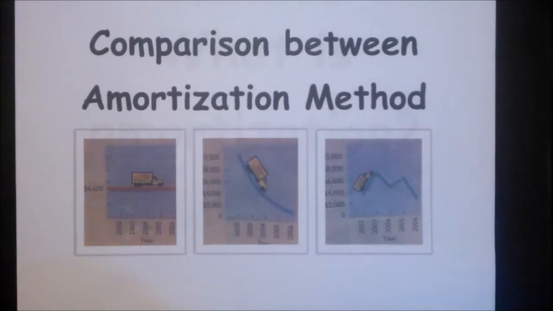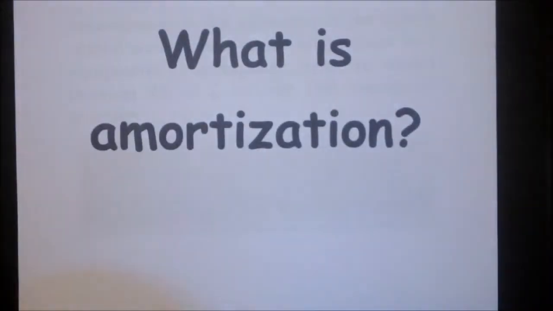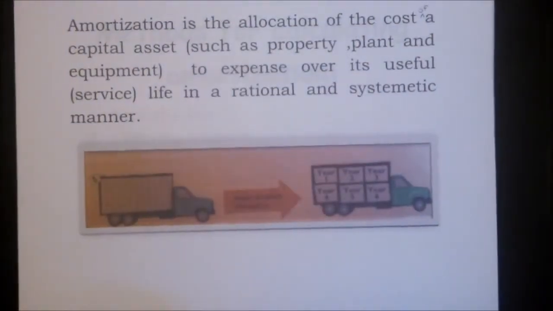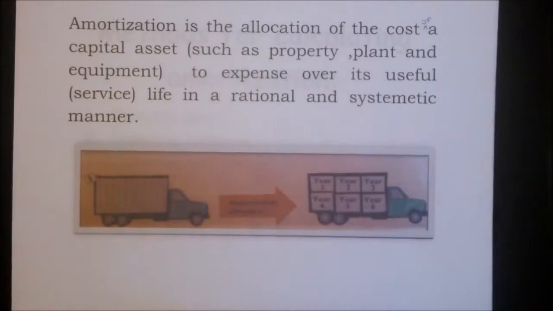Today we'll be discussing a comparison between amortization methods. So what is amortization? Amortization is the allocation of the cost of a capital asset, such as property, plant, and equipment, to expense over its useful service life in a rational and systematic manner.